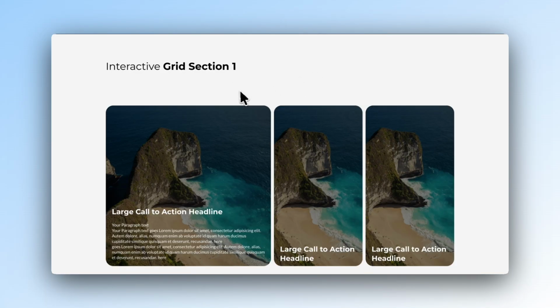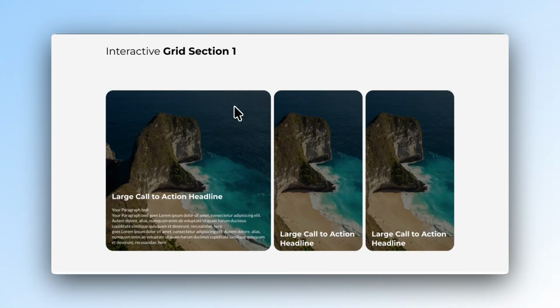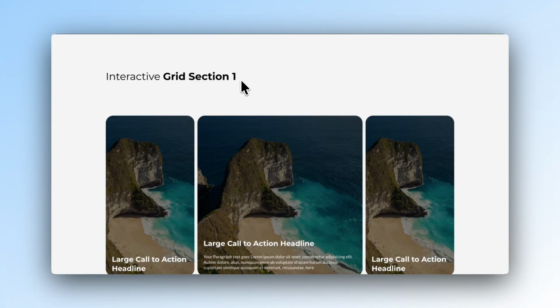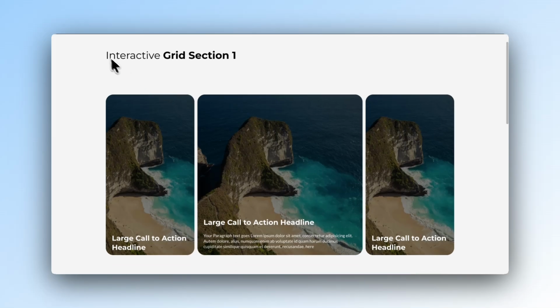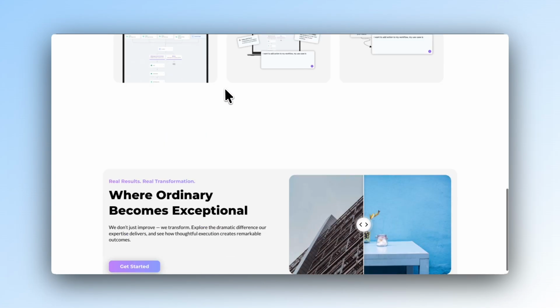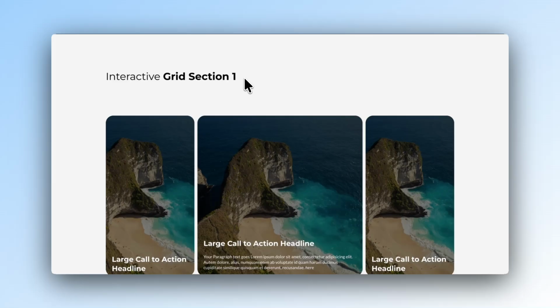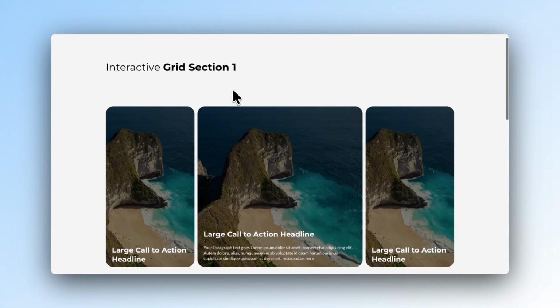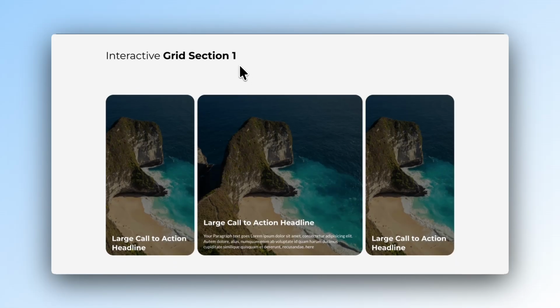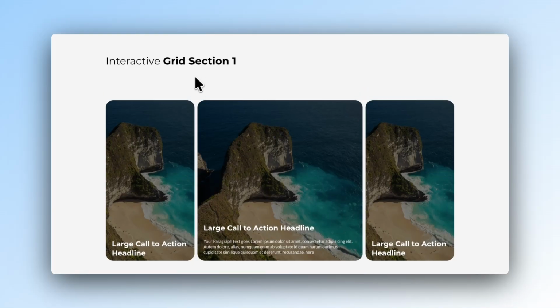And I'll start with some of my favorites, the ones that add the most wow factor to your GoHighLevel builds. And let's start with the first one. I called it Interactive Grid Section 1 because we have 3 in here, but let's start with the first one. This one leverages some native GoHighLevel elements such as headlines, columns, and paragraphs, but all of them are enhanced with a bit of custom code to make them look really cool.